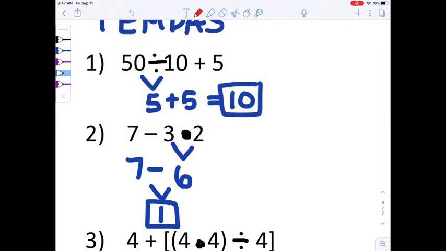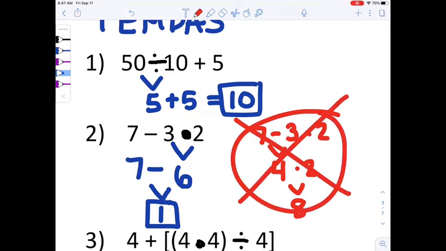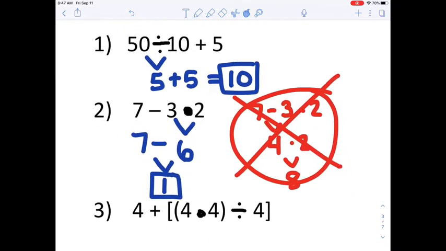I want to show you quick, if you don't follow order of operations, you will not get the right answer. If we had 7 minus 3 times 2, and you did subtraction first, 7 minus 3, you would get 4 times 2, which is 8. 8 is not even close to 1, so this does not work. You have to make sure you are following the order of operations.